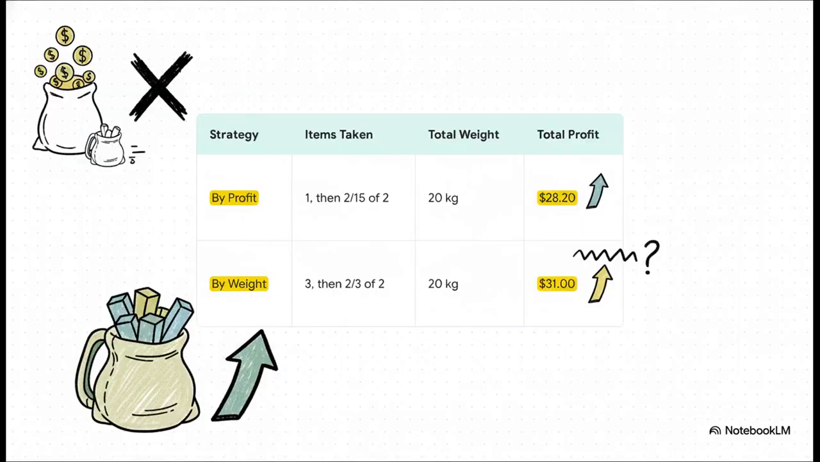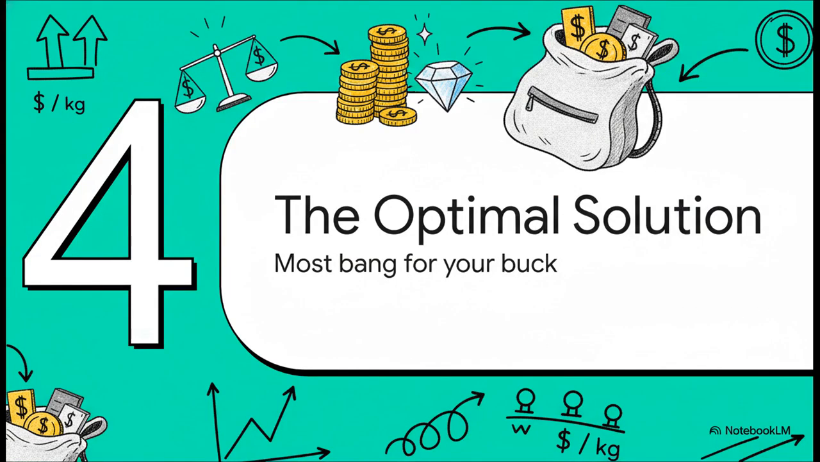And here's where it gets interesting. If we go for pure profit first, we end up with a total of $28.20. Okay, not bad. But look at this. Prioritizing the lightest item first actually gets us more, bringing our total to $31. That's definitely better, but it still begs the question, can we do even better than that? And it turns out the answer is yes. Neither of those simple strategies is optimal. To find the true maximum value, we need a smarter, greedy approach.